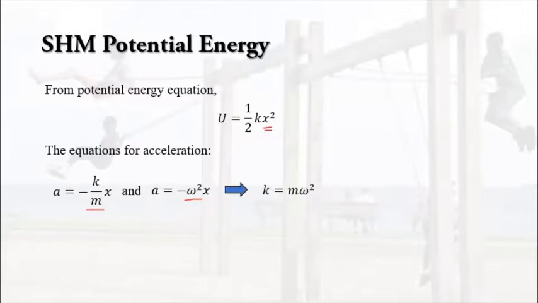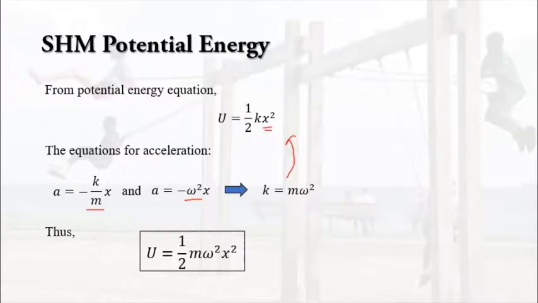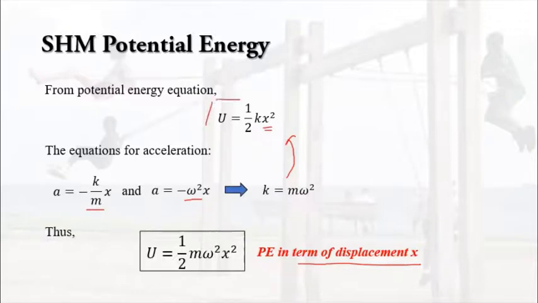Now you substitute k equals m omega squared into the equation for potential energy. You are going to get U equals 1 over 2 m omega squared x squared. This is another equation in terms of displacement. So now you have two equations to calculate the potential energy in terms of displacement.